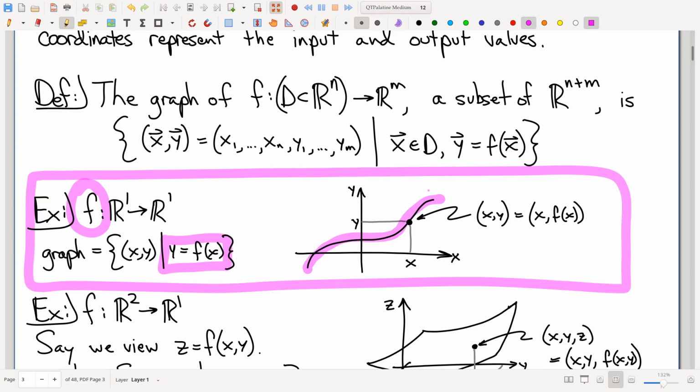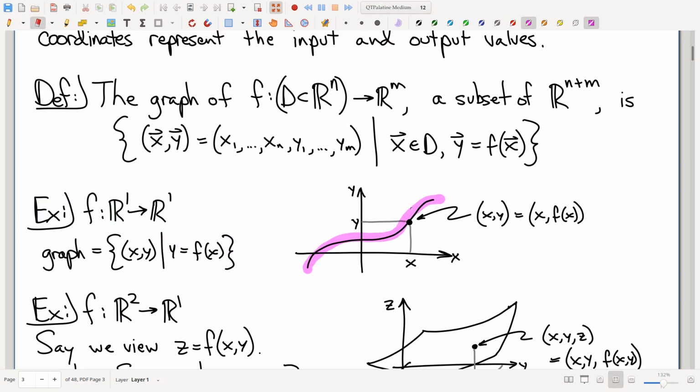Wait, so how are you able to keep it in R1 again? What do you mean, keep it in R1? Like you were mentioning how this is technically in R2, but... okay, yeah. So the target is R1, right? This is one variable in, one variable out. So as a function, it's one-dimensional in every sense.